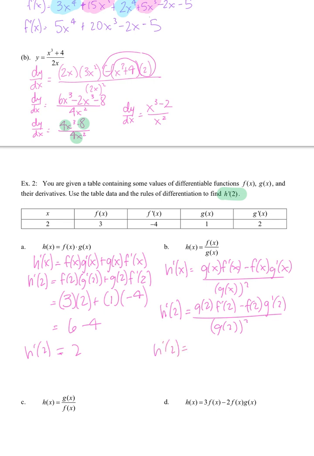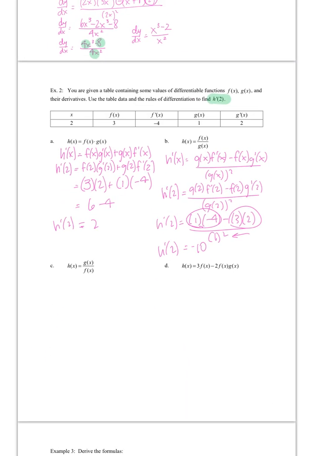Okay, so now back up in the chart, I just got to make sure I get the right numbers in the right spots. So 1 times negative 4. That looks atrocious. Let's try that again. That's a little better. Minus F of 2, which is 3. G prime of 2, which is 2. And then G of 2 squared. Okay, so what do I end up with? Negative 4 minus 6 is negative 10. It's over 1, but I'm not going to write that down.